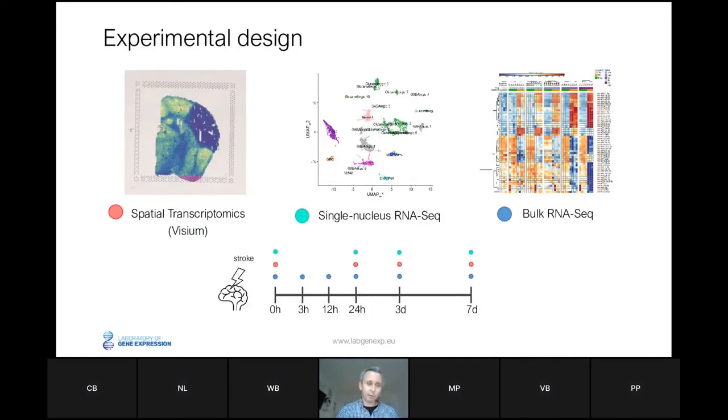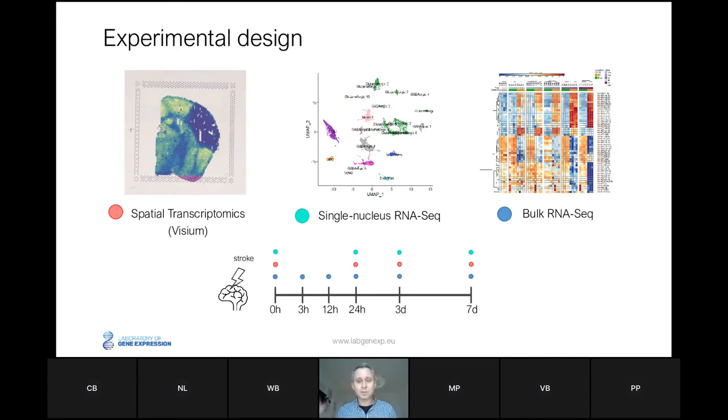As I have already mentioned, we use spatial transcriptomics, single nucleus RNA-seq, and bulk RNA-seq. Basically, we wanted to combine the power of each of these modalities. With spatial transcriptomics, you have basically the complete transcriptome and the spatial positions, but you don't have single cell resolution. The reason why we used single nucleus RNA-seq was that we wanted to capture all the cell types, including neurons, which are sometimes difficult to analyze because they are quite sensitive to the dissociation procedure.